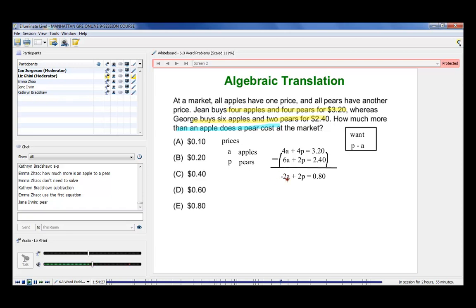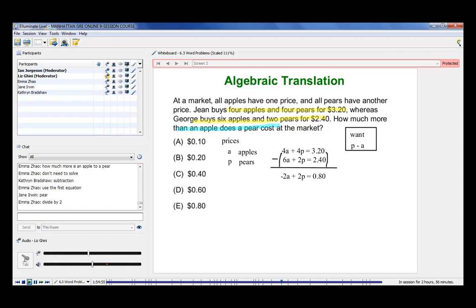Now, once I saw this, what should I do? I noticed my mistake because I looked at this and I said, wait a second, I'm going to end up with pear minus apple. What should I do to this equation? What can I do to be able to get to p minus a? Yeah, I can just divide it by 2. If I divide both sides by 2, that's fine.